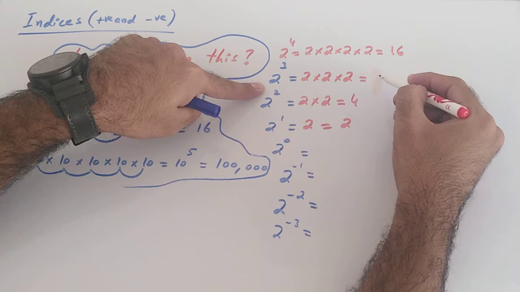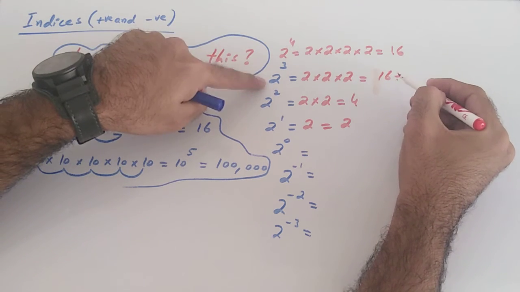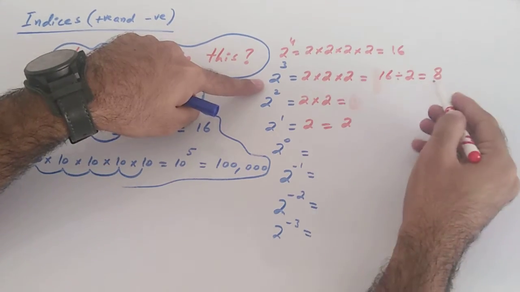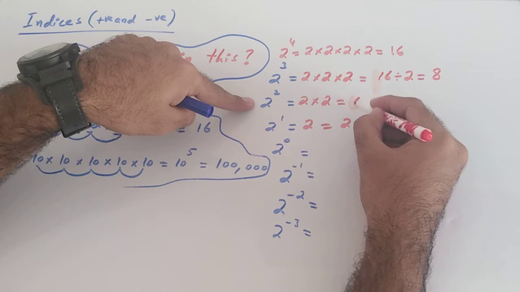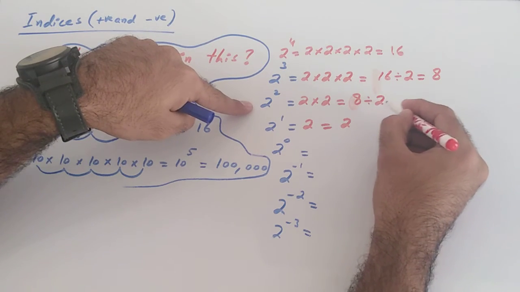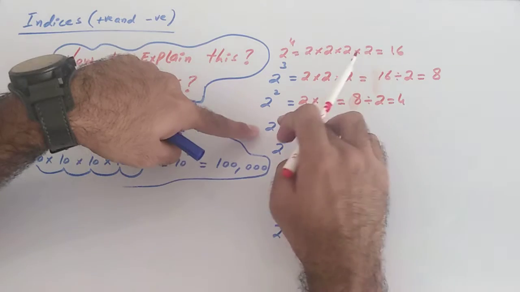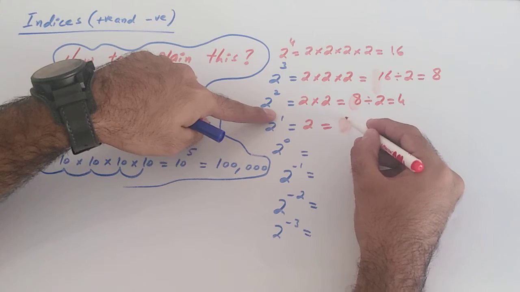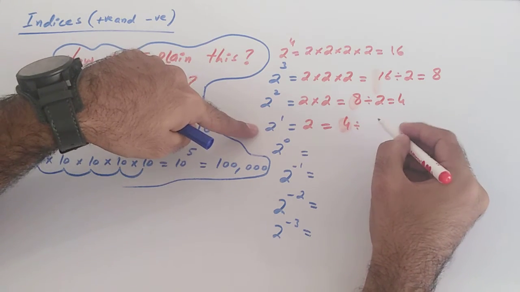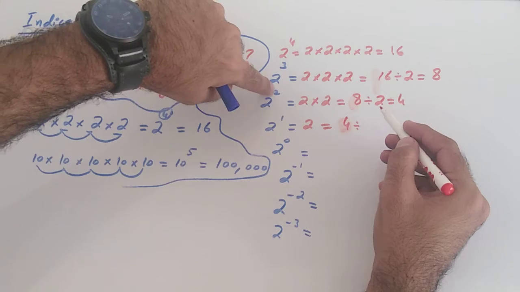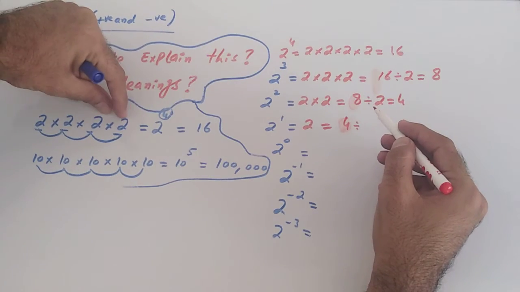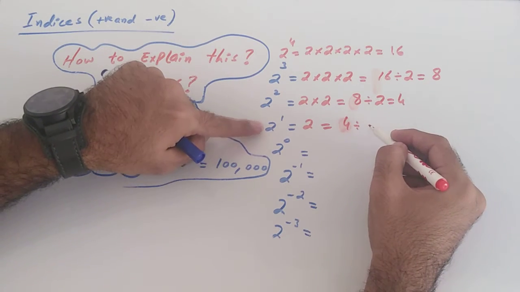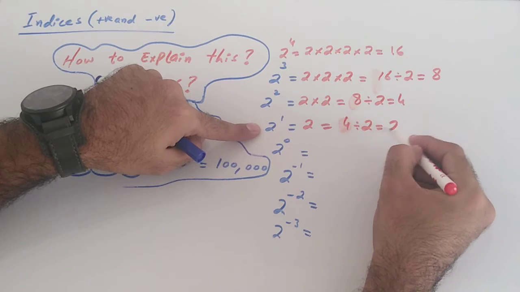Write the previous answer and then divide it by the number 2. You will get the answer 8 again. How do you get 4? You write the previous answer of 2 to the power 3, that was 8, and if you divide that by 2, you get 4. How do you get 2? You write the previous answer of 2 to the power 2, that was 4, and divide by 2. Dividing, because we're removing one of the 2s, and since that was multiplication, we do the opposite, division. So 4 divided by 2 gives 2.